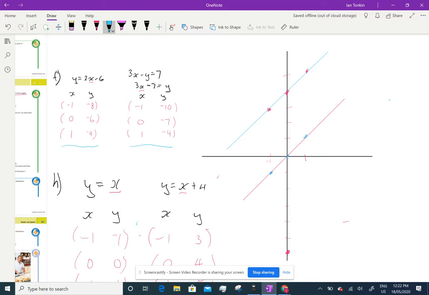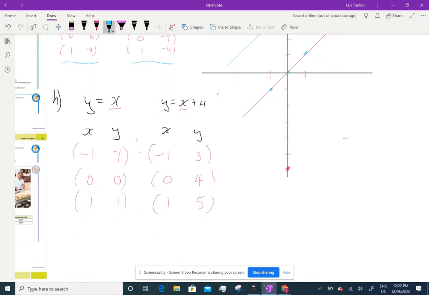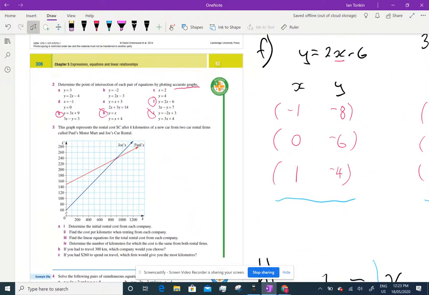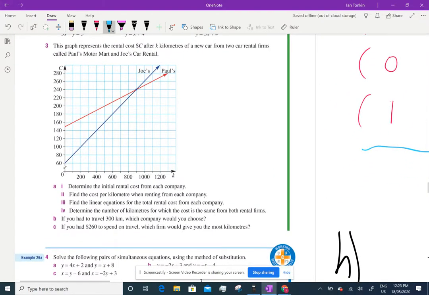Why? Because they're parallel. Now, we should have known that because the gradient here is 1 and the gradient here is 1. The gradients are equal. So there is no point of intersection for H. The lines are parallel. I'll let you do G and I because I really just want to concentrate on 3 now.